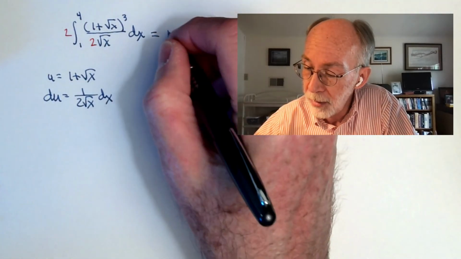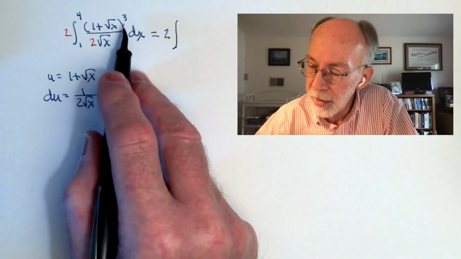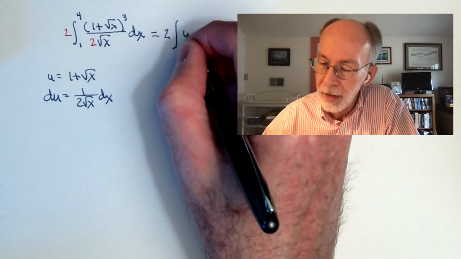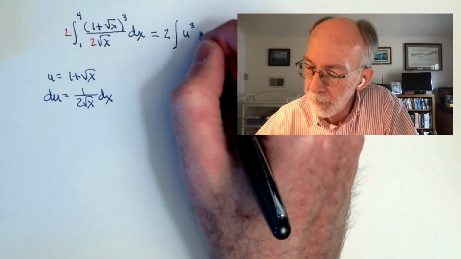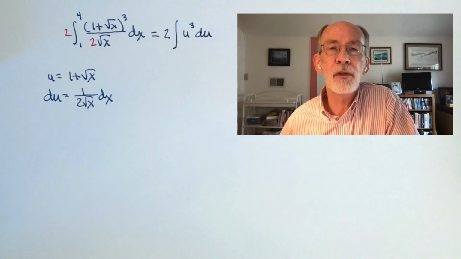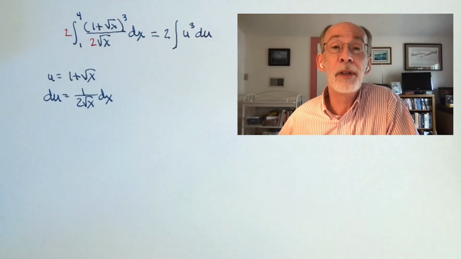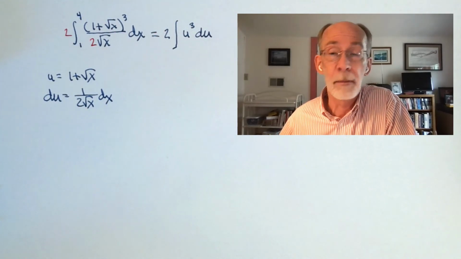So we have the 2 on the outside. We have the 1 plus root x cubed, which is u cubed. We have the 1 over 2 root x dx, which is du. And the thing we're going to do now is just transform the limits of integration using the same relationship between x and u that we used to transform the rest of the integral.